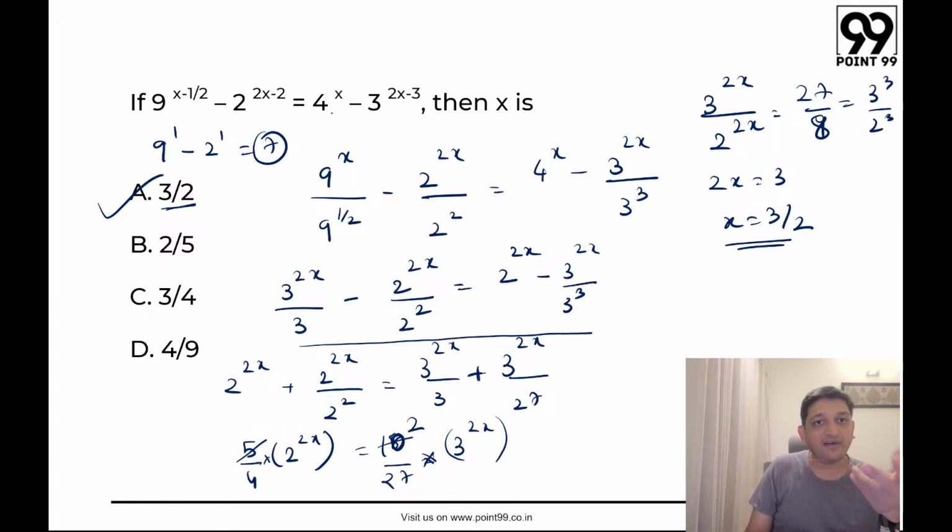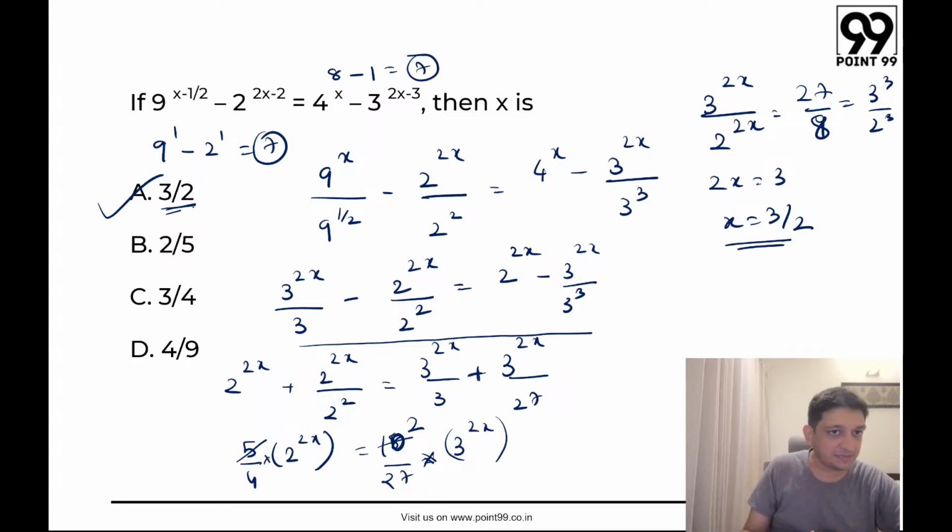So 4 raised to half is nothing but 2. 2 cube is 8 minus 3 raised to 2x minus 3. What is 3 raised to 2 into 3 by 2? 3 minus 3 is 0. 3 raised to 0 is 1. So in this particular case 8 minus 1 will give us the right hand side also as 7.